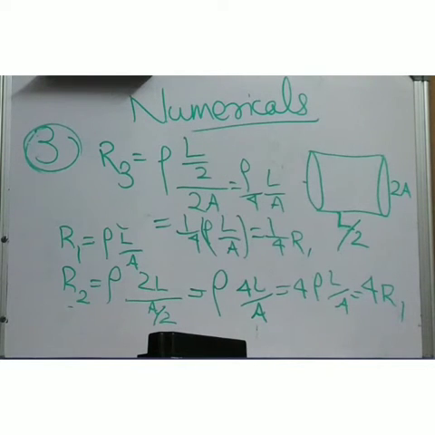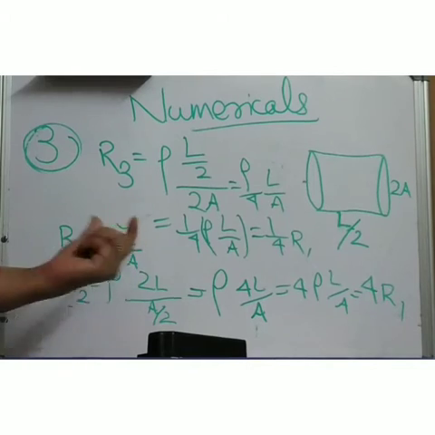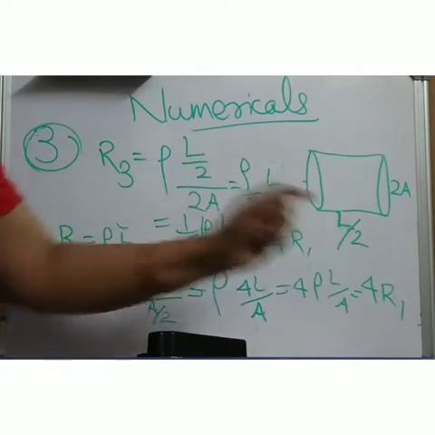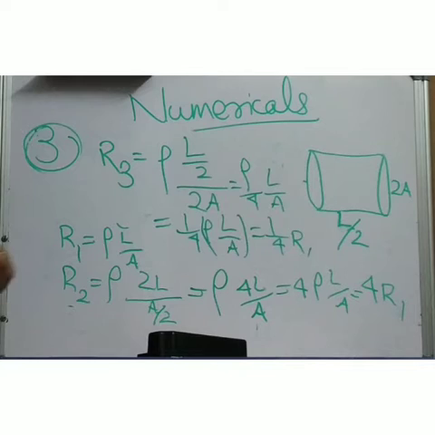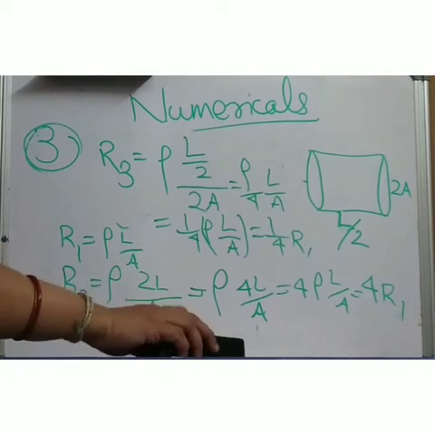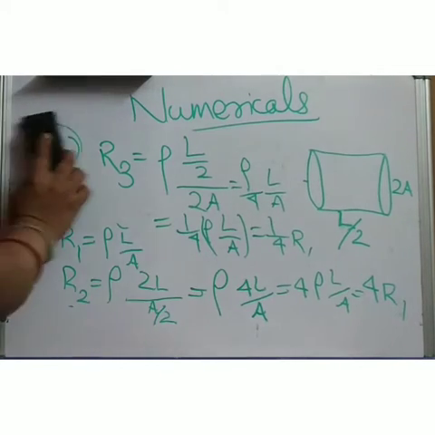So which one has the highest resistance now? This is R1 for the first wire, R2 is 4 R1 and R3 is 1 by 4 R1. That means in the second case the resistance is highest. Okay? Clear? This was the third question.